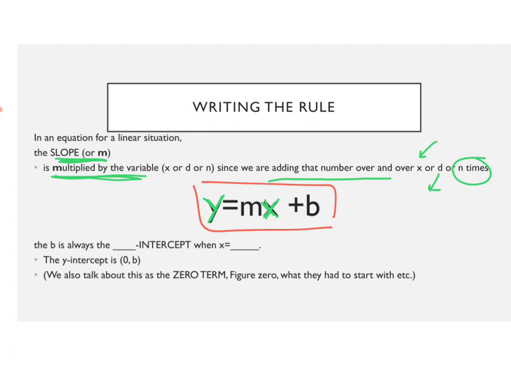And then the b is always going to be your y-intercept. It's always going to be when x equals 0. The y-intercept is always f of 0, or b. When we talk about the y-intercept, we talked about when we're looking at a sequence, the 0 term or figure 0 is definitely our y-intercept when we're looking at tile patterns. And then if we're saving money or starting on a journey, the y-intercept is where we're starting.